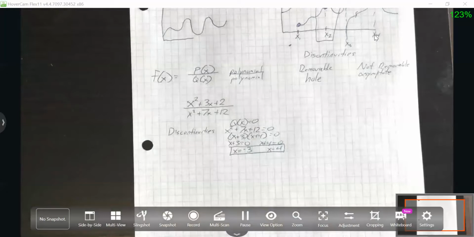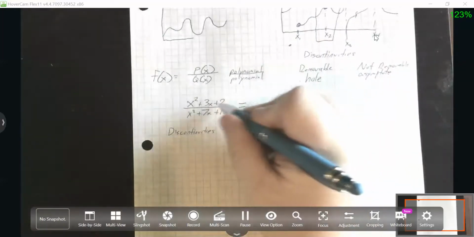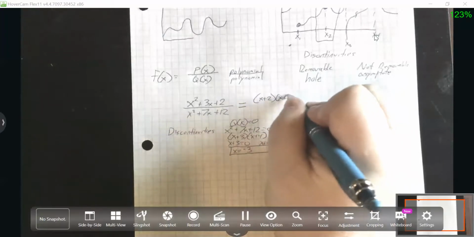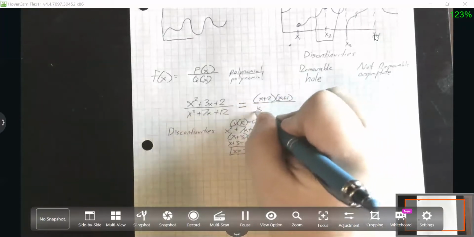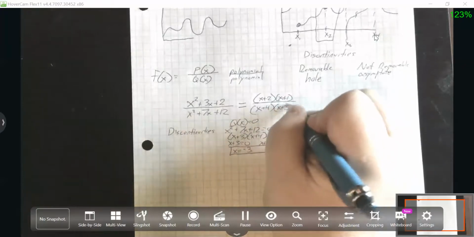Now, to know if it's removable or not, we need to go look at the top. So I'm going to factor the top now, and we're going to compare the equation as we go. So if I factor the top, that's x plus 2 times x plus 1. On the bottom, we have x plus 4 times x plus 3.